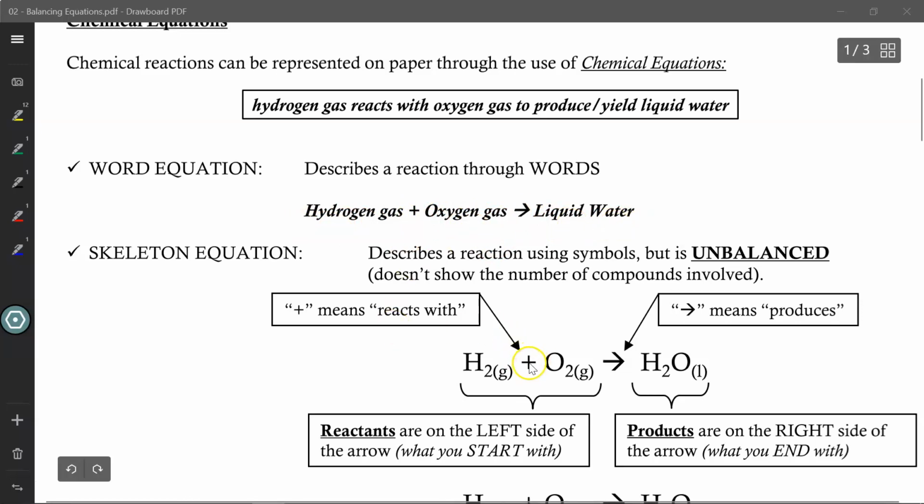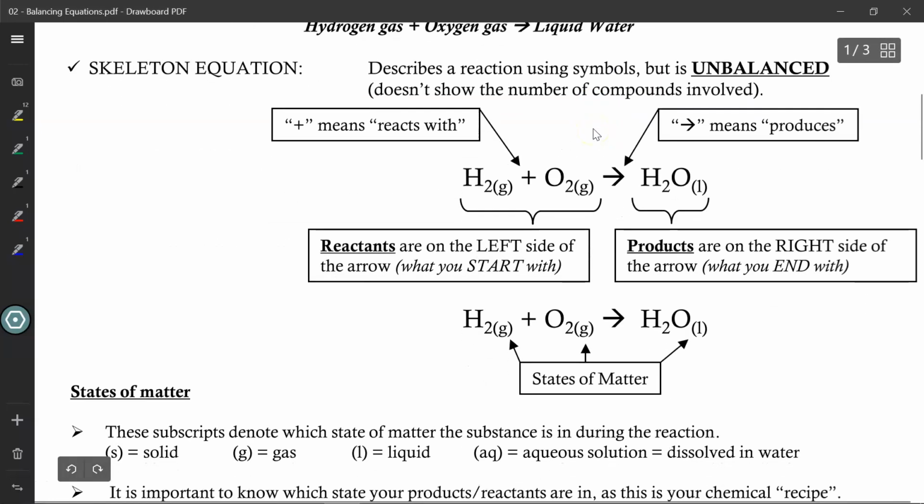This plus symbol means that these chemicals are reacting, while the arrow shows that they are being produced. However, the textbook may use the term yields, but produce and yields are the same thing. Reactants are generally written on the left side of the arrow, so this is what you'll start with, while products are on the right side of the arrow, what you end up with. So this is what the chemicals look like before the chemical reaction, and this is what they look like after the chemical reaction.